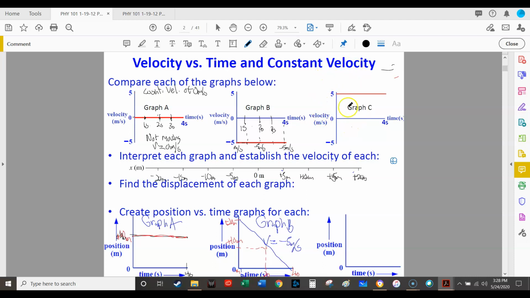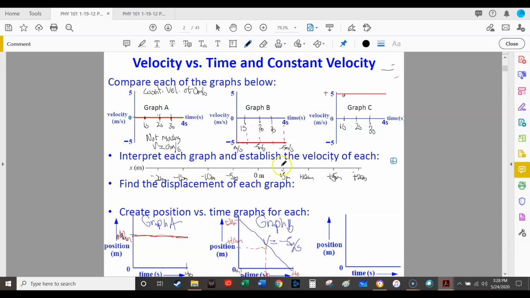So it looks like graph C at the 1-second mark has a positive 5 meters per second. At the 2-second mark it's positive 5 meters per second. 3-second mark, positive 5 meters per second. 4-second mark is 5 meters over 1 second. So let's have this start off at the origin. We don't know its starting position from the velocity versus time graph. All we know is its velocity at each point in time. So you could have it starting off right here. In fact, I'm going to have it start off right here at the 5 meter mark.